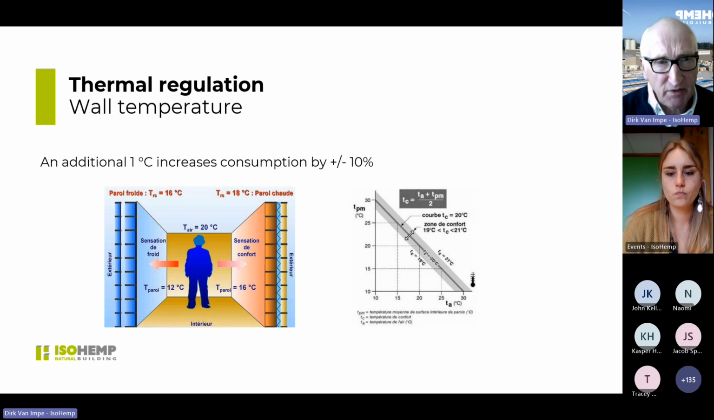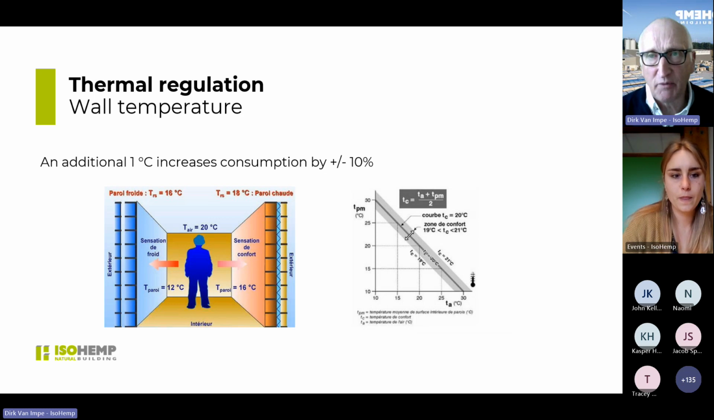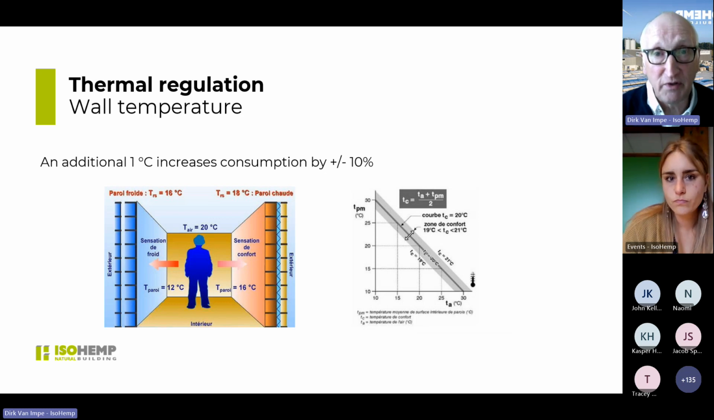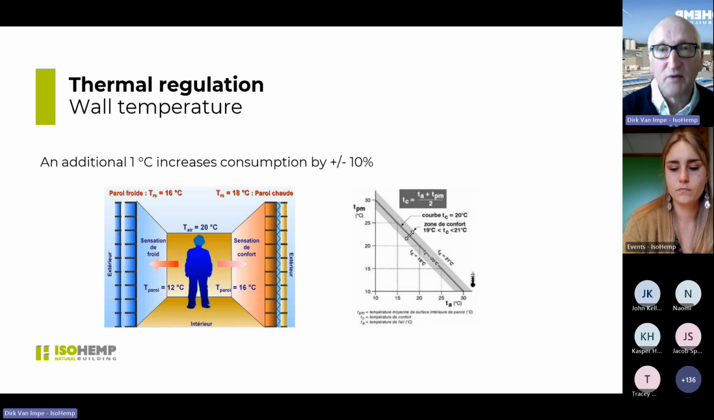Another point is thermal regulation. We like to talk about thermal regulation, not only about insulation, because thermal regulation also has to do with the wall temperature. The lambda value only talks about conductivity. What is important is that the wall temperature is kept as stable as possible, at least at 16 degrees. Because if the wall temperature goes lower, it gives a sensation of cold. And if we have a sensation of cold, we have the reflex to increase the heating. So the most important thing is to keep it stable.